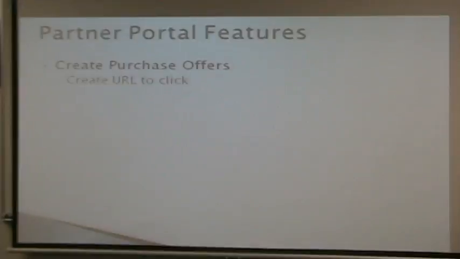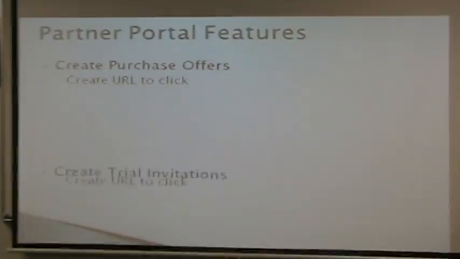So one thing we can do is we can create purchase offers. If we wanted to do an email marketing campaign for Office 365, we can actually have a purchase offer. It creates a URL that we can include in an email and send out to our customers. They click on it, and it automatically registers back to us because their subscription was generated through our purchase offer. It's unique to us. The URL is completely unique to us.